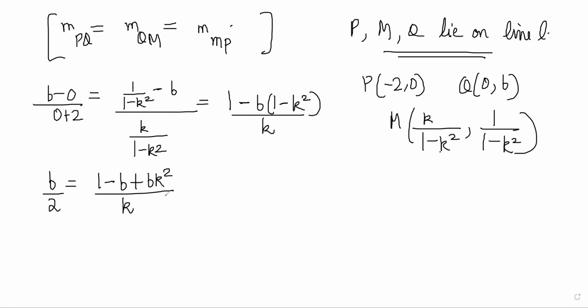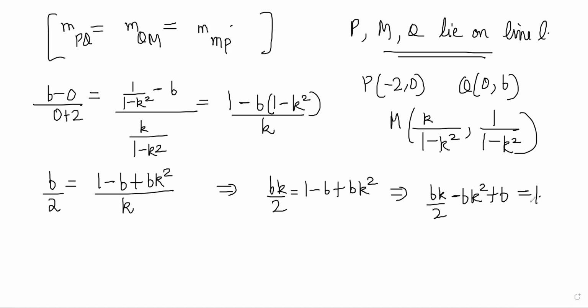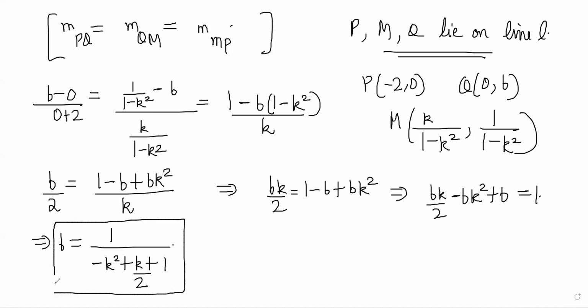Right? Okay, so if we simplify this a little bit, we will get bk/2 is equal to 1 - b + bk², and we can basically solve for b from here. So we'll get bk/2 - bk² + b is equal to 1, which implies b is equal to 1/(1 + k/2 - k²), right? What this tells us is the value of b.